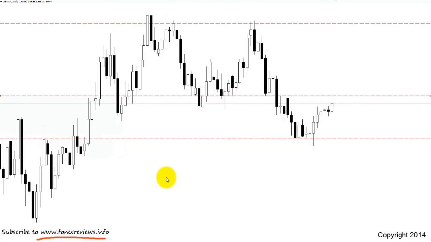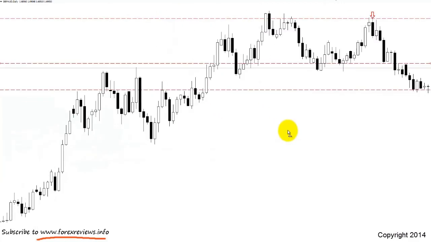Okay. This is the GBP AUD daily. Right? Okay, so identified resistance. Next time we get there, what do we get? Bearish engulfing. What happened after this bearish engulfing? Price went down.